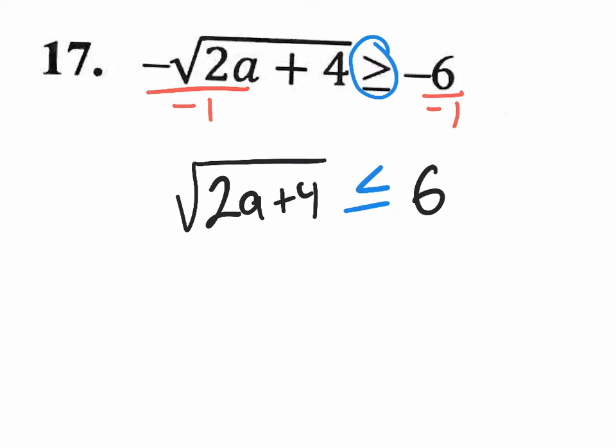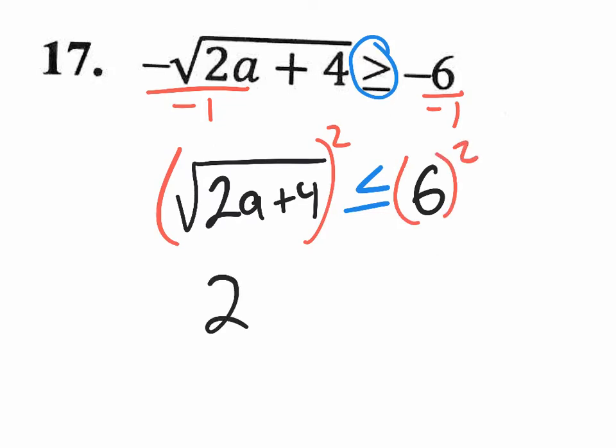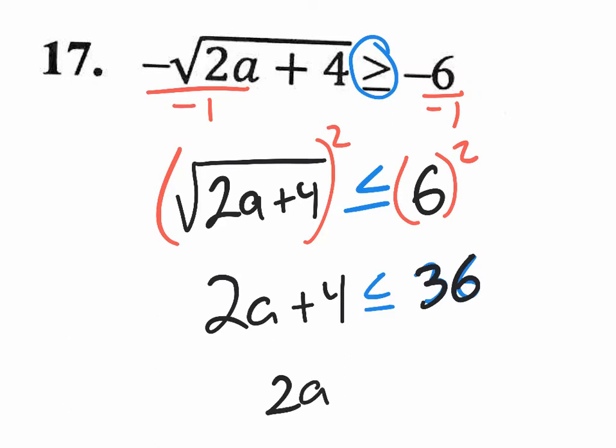And now that it's isolated, you get rid of it by applying what power? Second power. What you do to one side, you do to the other. You're going to end up with 2a plus 4. No more root, no more power. It's still less than or equal to, and it is 36 now. Maybe I should have put the 36 in black. Let's continue solving. If you subtract 4 from both sides, you're going to end up with 2a is less than or equal to 32. And if you divide 2 on both sides, you're going to get a is less than or equal to 16.